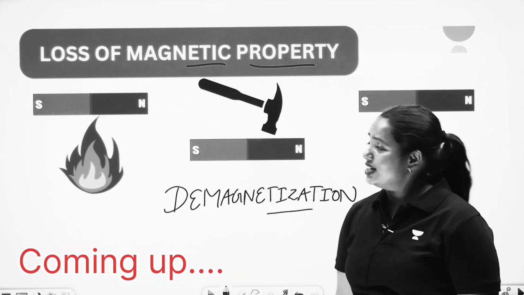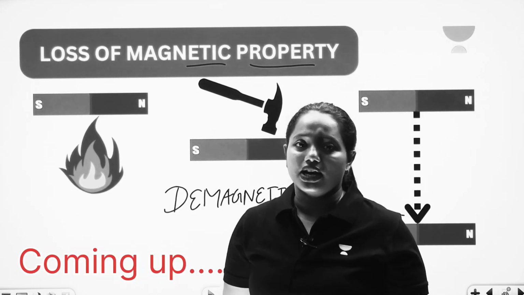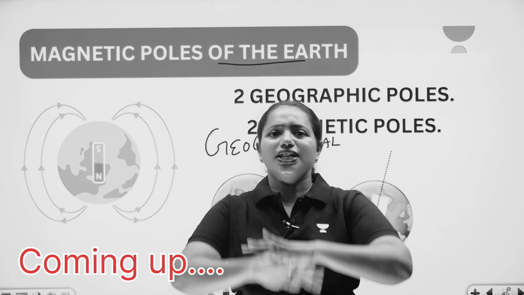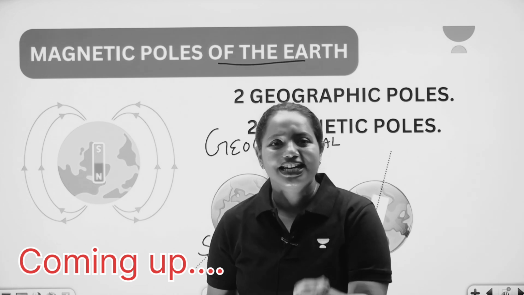Either heat it, or you can hammer it, or you can drop it from a height multiple times. Earth itself is a giant magnet, correct? So if you consider Earth as a giant magnet, then this magnet also has two poles. Do you agree with it?